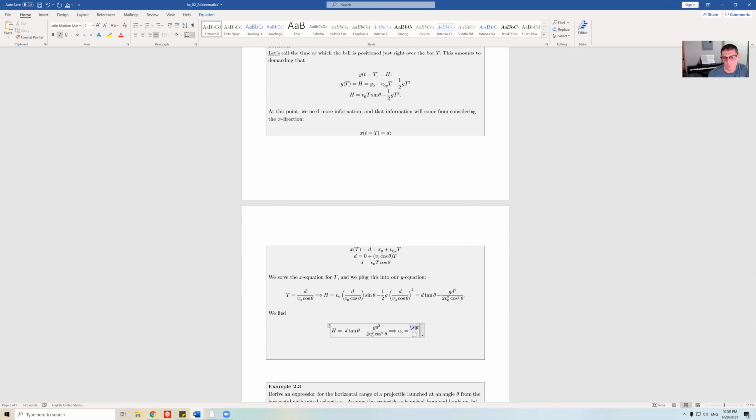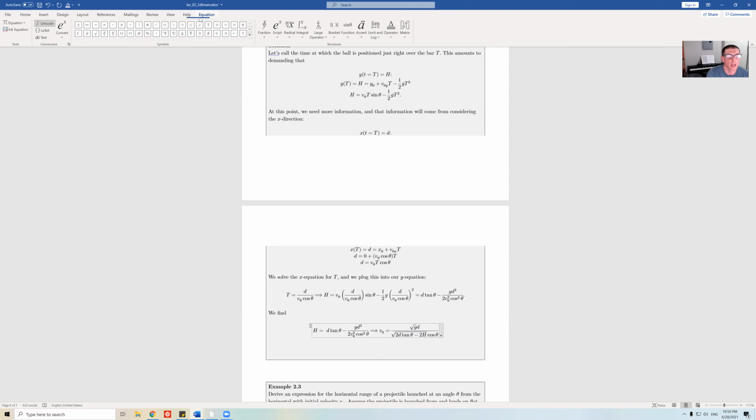expression, that v initial should equal the square root of g times d over the square root of 2d tangent of theta minus 2h, cosine of theta. No, sorry, the cosine should not be under the square root. Let me fix that. Cosine should be out here, okay? And actually, I did calculate the number here, looking at my notes. So I found that this was going to be 15.6 meters per second.